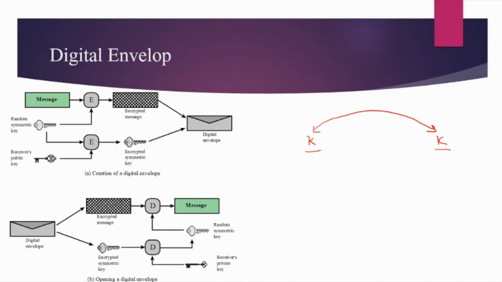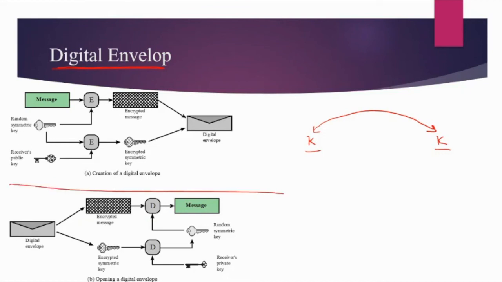This particular thing is known as a digital envelope, and the analogy is very similar to how we work in the real world. Suppose I want to send a secret key to you. I can take a box, put the key into that box, lock the box and send it to you. You have to first open the box and get the key. Something similar works here, and this is known as a digital envelope. Suppose this is a symmetric key which needs to be shared between these two parties, the sender and the receiver.